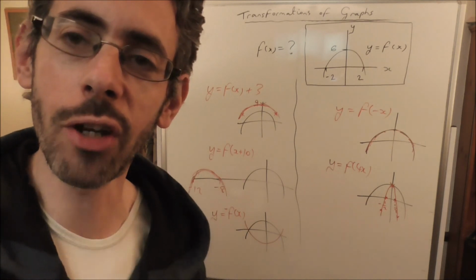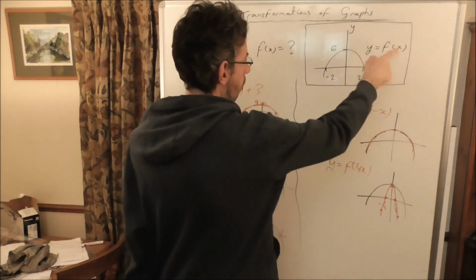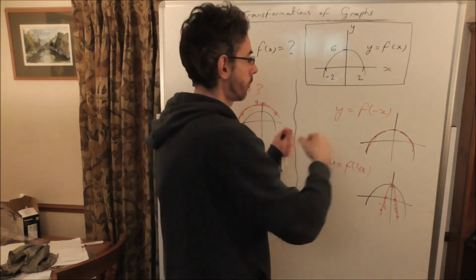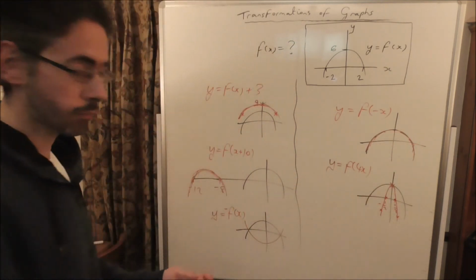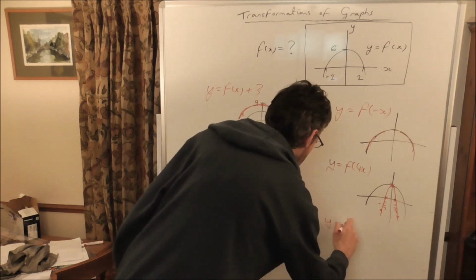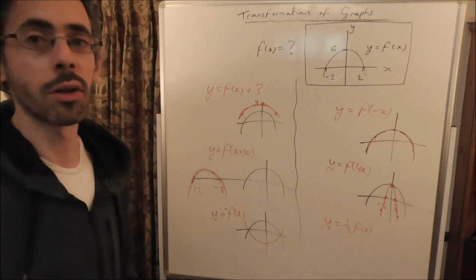If you did want the graph to stretch by a factor of 4 horizontally, you'd have to replace all the x's with a quarter x. So y equals f of a quarter x would be the original graph stretched by a factor of 4. Right, let's do one more down here to finish off. Last example, let's do y equals half f of x. So what's that going to look like?